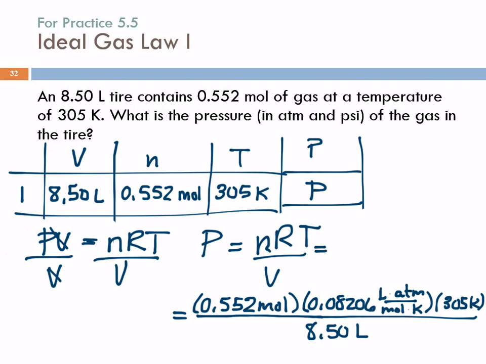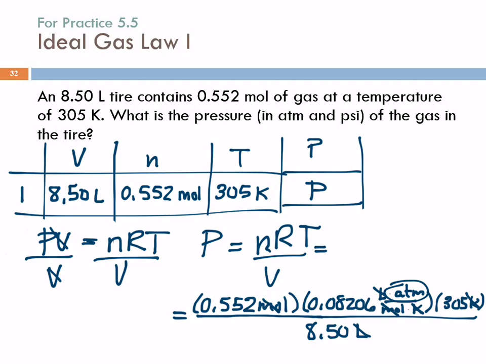You want to stick all the units in there because you should always double check that your units are doing what you think they're doing. Mole cancels mole, liter cancels liter, Kelvin cancels Kelvin. I'm left with the unit of atmospheres, which is an appropriate unit for pressure.